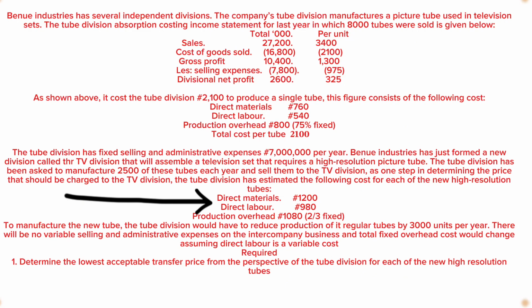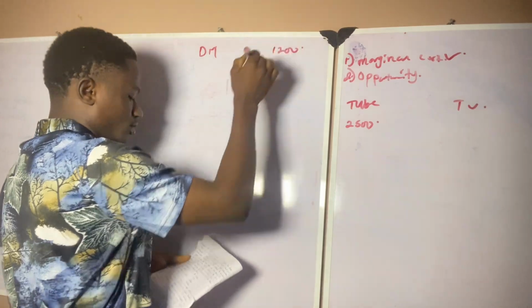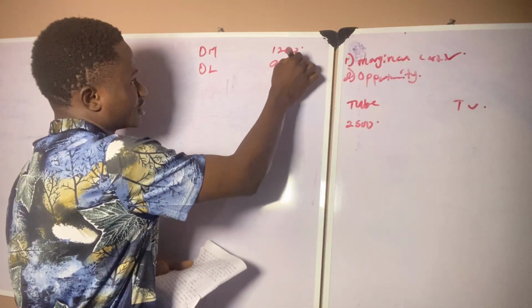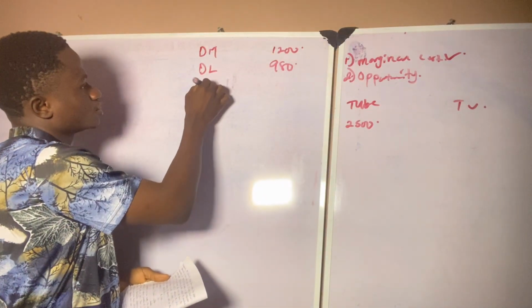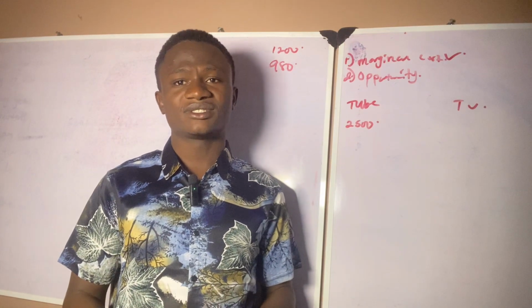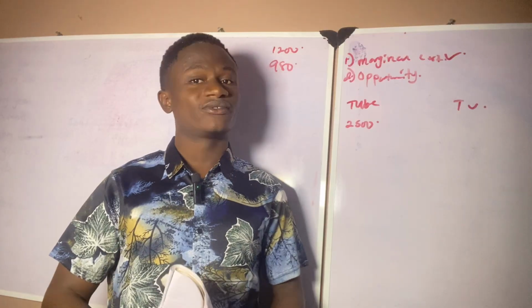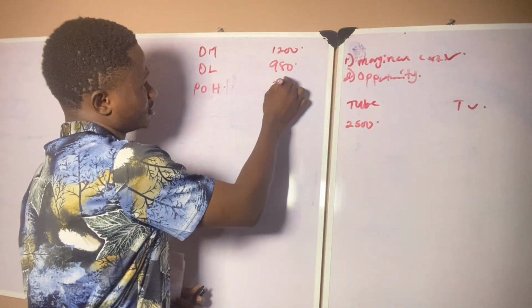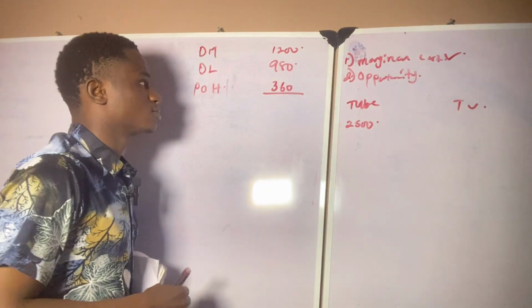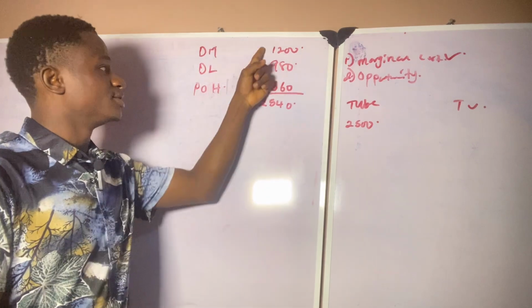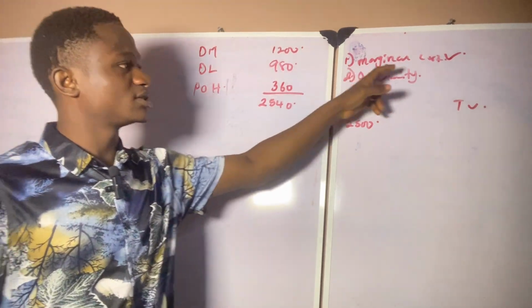So let's go. We are told that the direct materials of each tube will be 1,200. We're also told that the direct labor of each tube will be 980 naira. And we're told that the production overhead is 1,080 naira. But we're told that 2/3 of it is fixed. So if 2/3 of it is fixed, then definitely you accept with me that 1/3 of it is variable. So 1/3 of 1,080 naira is 360. If I do the calculation, 1,200 plus 980 plus 360 is 2,540. So I've gotten my marginal costs.